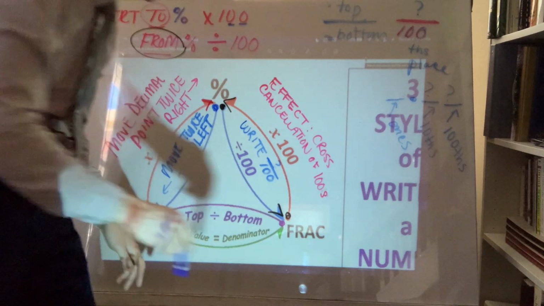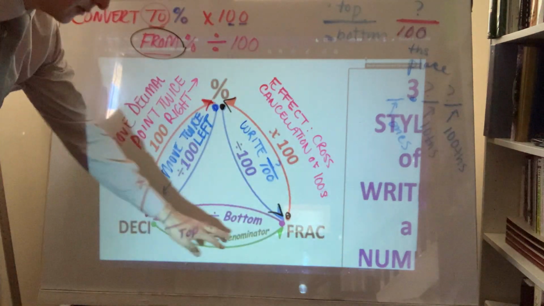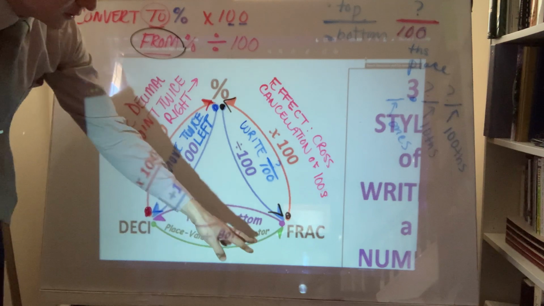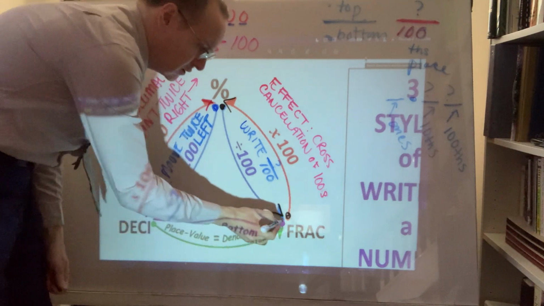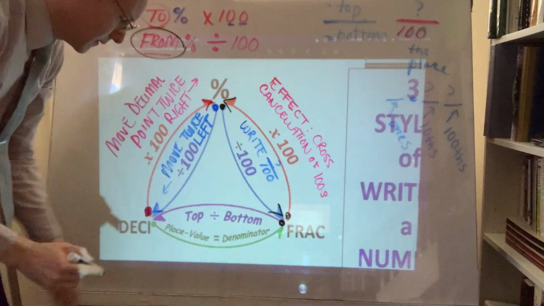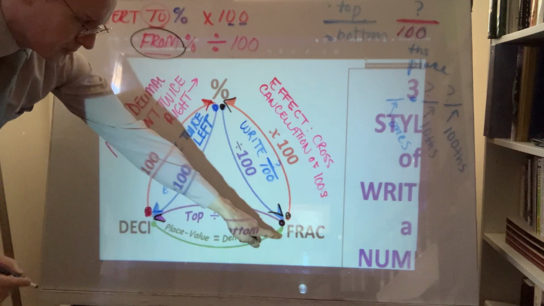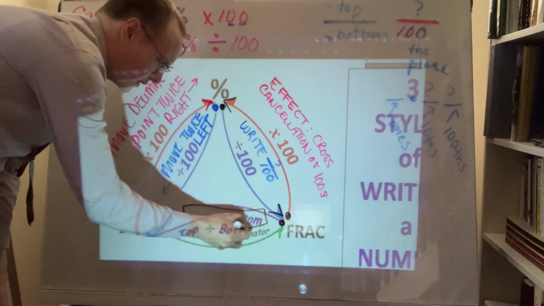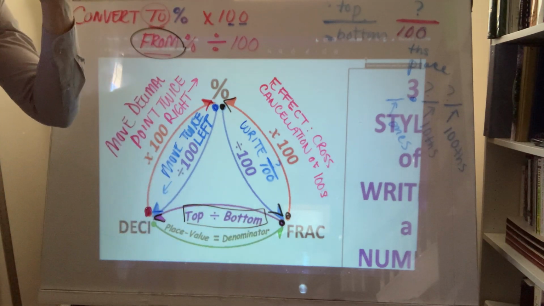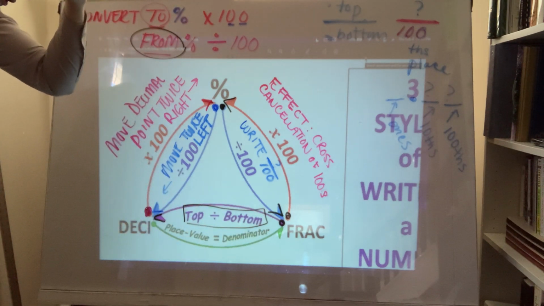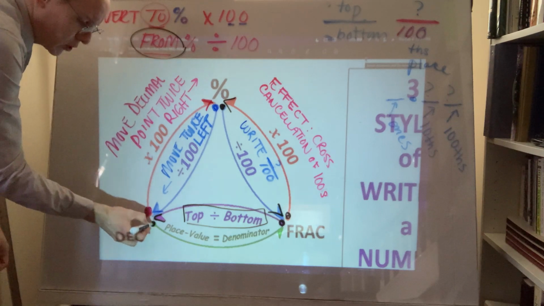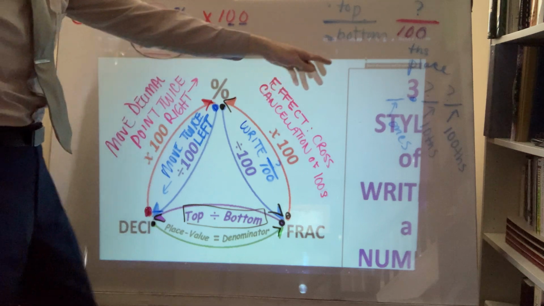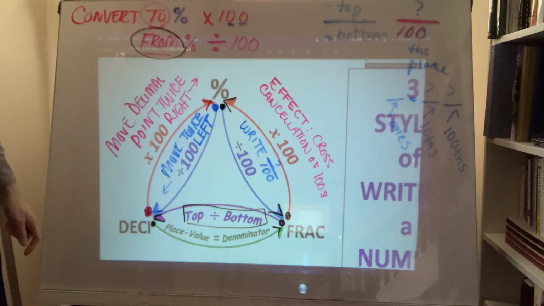Now, you may not have to do this too much, but I put it here anyway because sometimes it's a convenience for you. If you have to convert from a fraction, there's the dot again, that's where you start, to a decimal, this is really all that you need to know. You're going to divide the top number by the bottom number. If on the other hand you're going the other way, starting from a decimal and going to a fraction, this is where you would take this into consideration.